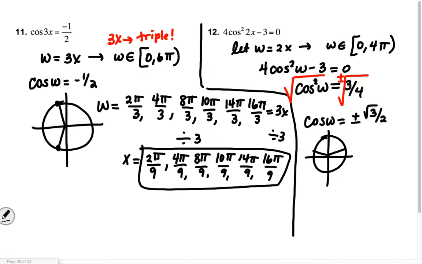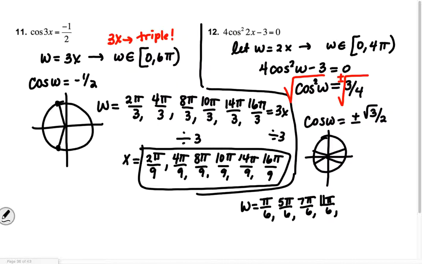So we're going to have these 4 locations. So over really far to the right, so big number, small number, big x, small y, right? Cosine is what we want, the x value. So we get w equals, all right, can you get the first 4? Pi over 6, 5 pi over 6, what's the next one? 7 pi over 6. And the last one? 11 pi over 6. Look at you guys, so smart.